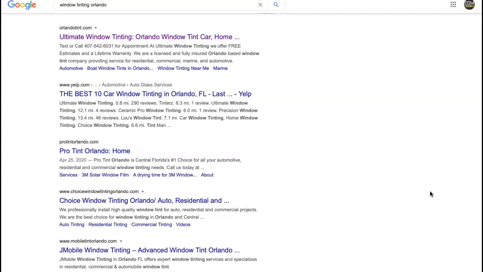You would want to get links from other window tinting companies that send a link back to your site, basically signaling to Google that you are who you say you are, that you're a trustworthy site, you're legitimate, that you are another window tinting company. That's going to be unique, but it's also going to be more powerful because it is relevant to your industry.